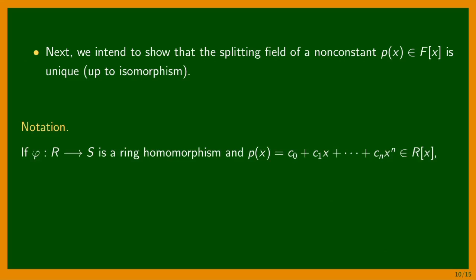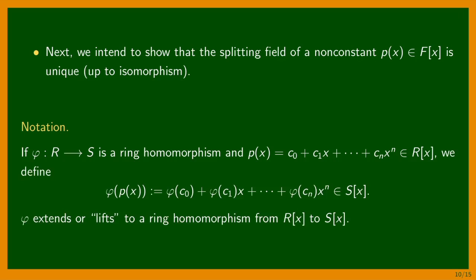Meron tayong notation na gagamitin. If Phi is a ring homomorphism from R to S, and P of X is a polynomial whose coefficients are from R, hindi mo ma-apply si Phi sa P of X, di ba? Kasi yung P of X ay polynomial over R, hindi naman siya element ng R. Pero kapag in-apply ko yung homomorphism na Phi dun sa polynomial, ang ibig sabihin ko nun, ina-apply ko yung Phi sa lahat ng mga coefficients, okay? Like so. And then, therefore, forming a polynomial in S[X], kasi lahat ito ngayon nakarating na sa S.